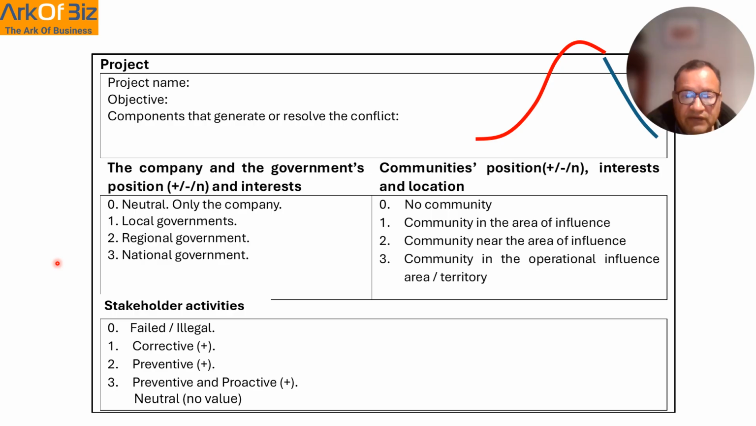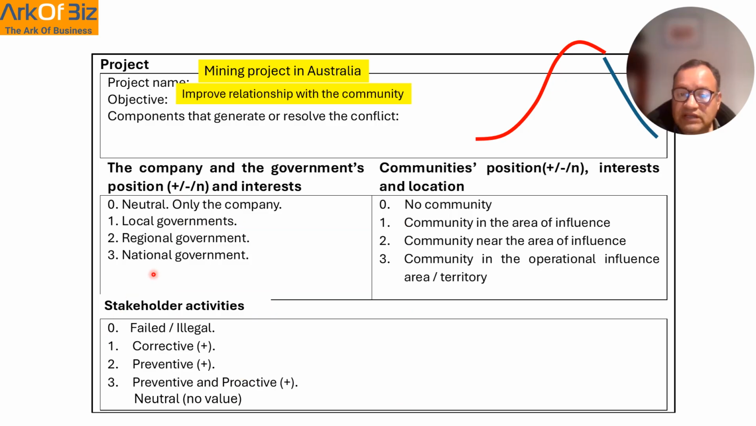So we have the project name. This is a mining project in Australia. The company's objective is to improve the relationship with the community, and the components that resolve the conflict were two. The first is compensation. The company is willing to pay compensation for the land it used in the conflict escalation stage, and also the company is willing to invest in social projects.